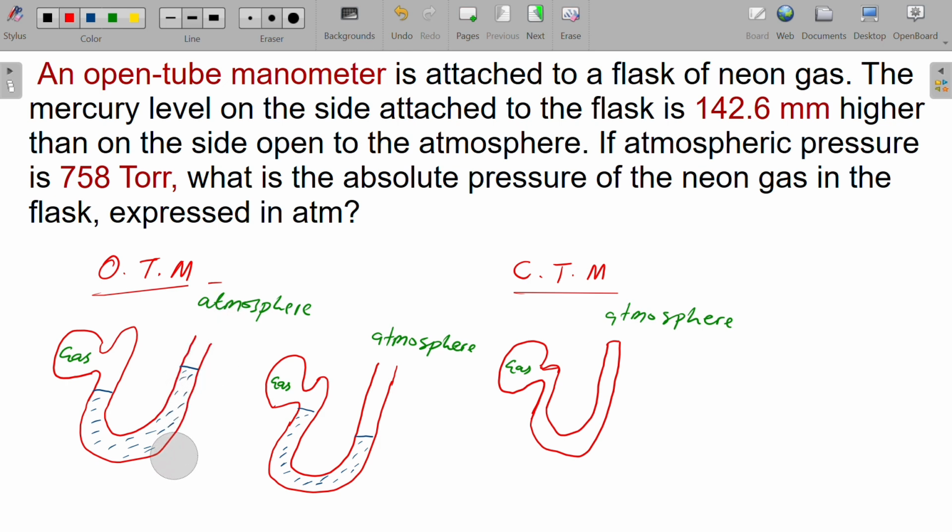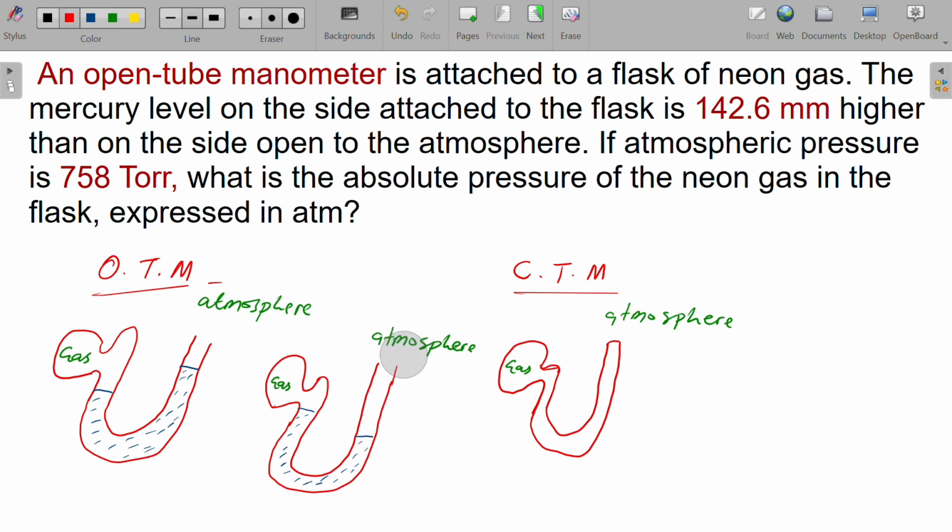This happens when it's higher on the side of the atmosphere because the gas pressure in the container here in the manometer is higher than the pressure of the atmosphere. And in this case, it's higher on the side of the gas because the atmospheric pressure here is higher than the pressure of the gas.